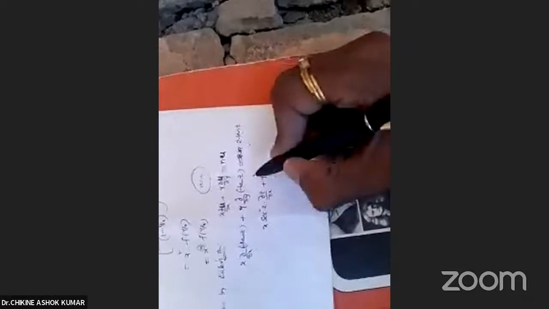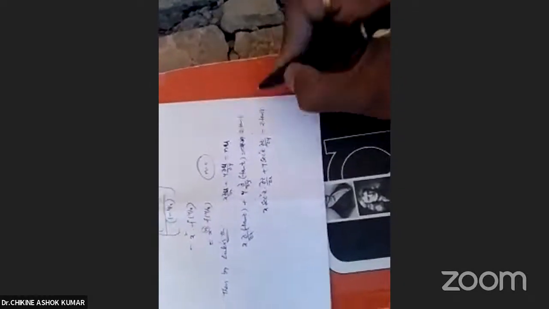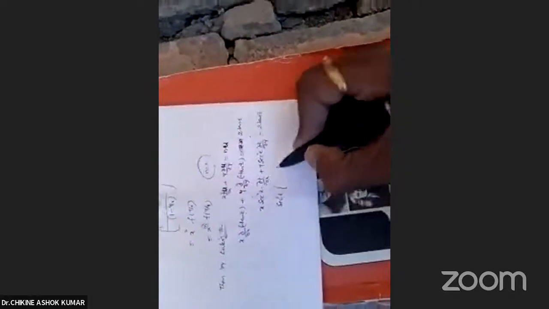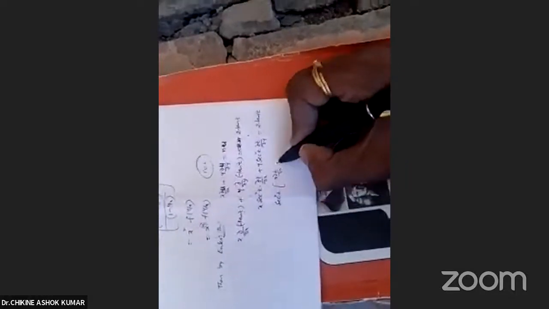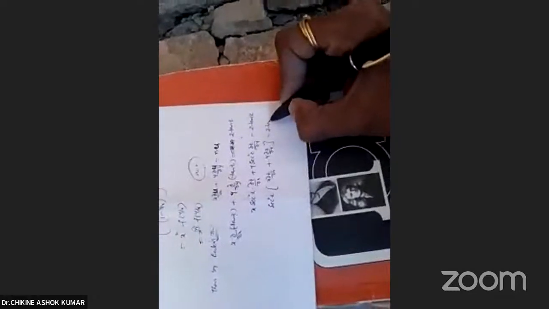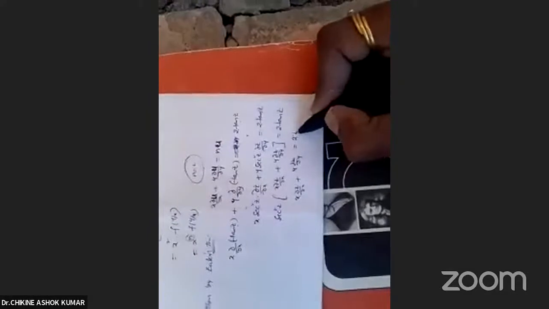of tan z, differentiation with respect to y. Tan z again gives sec² z, times ∂z/∂y, equals 2 tan z. So sec² z is a common multiple here. If you take sec² z out, we'll get x ∂z/∂x plus y ∂z/∂y equals 2 tan z into 1 by sec² z.